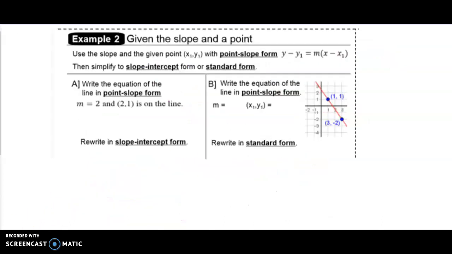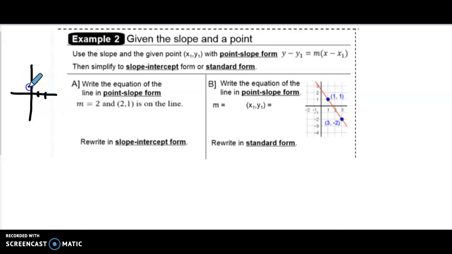All right, let's head to example 2. This time we're given the slope and a point, not necessarily the y-intercept. Okay? So in this case, we know the slope is 2, and we know it goes through a point 2, 1. Sometimes I just kind of draw a quick sketch of what I have.